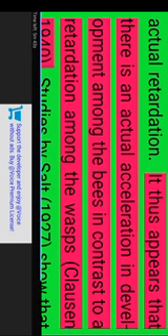It thus appears that there is an actual acceleration in development among the bees in contrast to a retardation among the wasps. Clausen, 1940. Studies by Salt, 1927, show that because of the presence of the parasitoid in the body of the host larva and its continuous abstraction of food materials from the blood, the host is kept in a continuous state of hunger. Thus, stylopized bee larvae feed more rapidly and consume the food supply in the cell earlier than unparasitized individuals. They then pupate and emerge at an earlier date than do the unparasitized individuals.